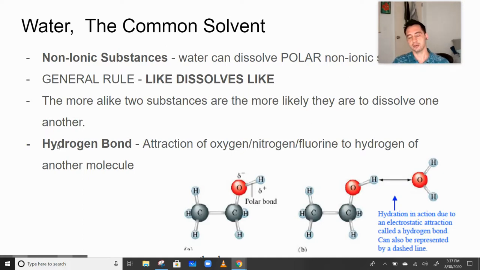Hydrogen does form hydrogen bonds. So hydrogen bonds are the attraction of oxygen, nitrogen, or fluorine to a hydrogen of another molecule. So the oxygen, nitrogen, or fluorine are usually the negative charges, and hydrogen has the positive charge. We'll talk more about hydrogen bonding specifically when we talk about intermolecular forces. Okay, we're not going to talk too much about intermolecular forces right now. Just know that the intermolecular forces have to be similar in order for dissolving to happen.